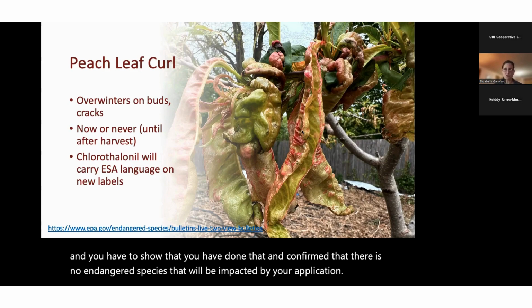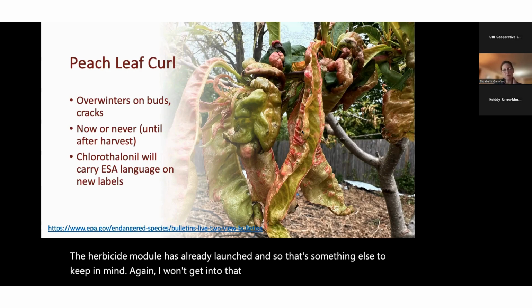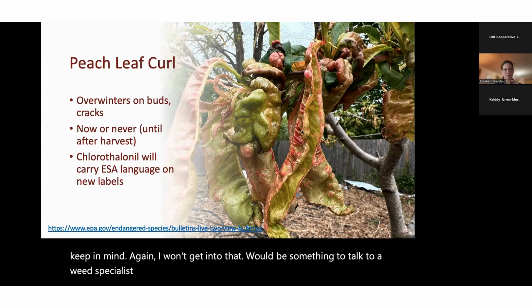The herbicide module has already launched, and so that's something else to keep in mind. Again, I won't get into that. That would be something to talk to a weed specialist about.